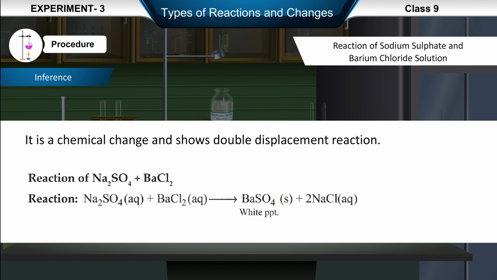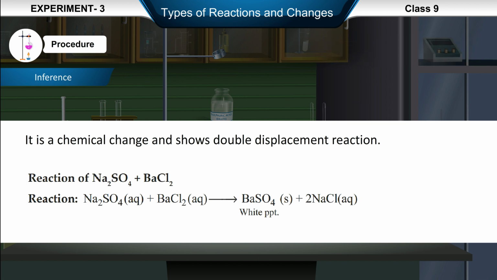Reaction of Na2SO4 plus BaCl2. Reaction: Na2SO4 (aq) plus BaCl2 (aq) results in BaSO4 (s), white precipitate, plus 2NaCl (aq).